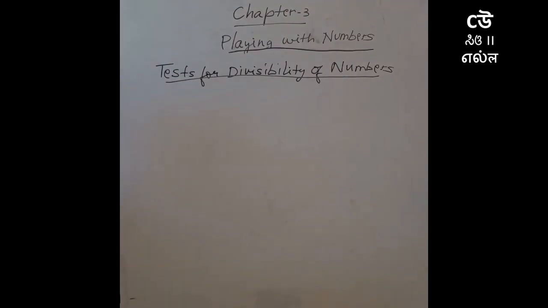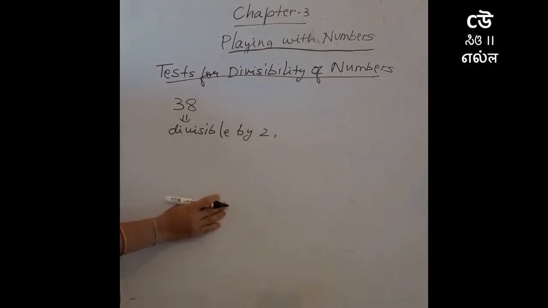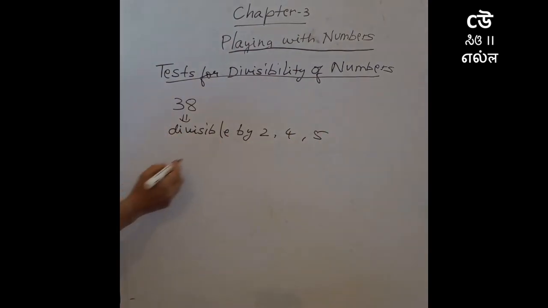For example, children, if you take a number, that is 38, how do you know from which number it is divisible or not? For example, is 38 divisible by 2 or 4 or 8? We don't know from which number it's divisible.